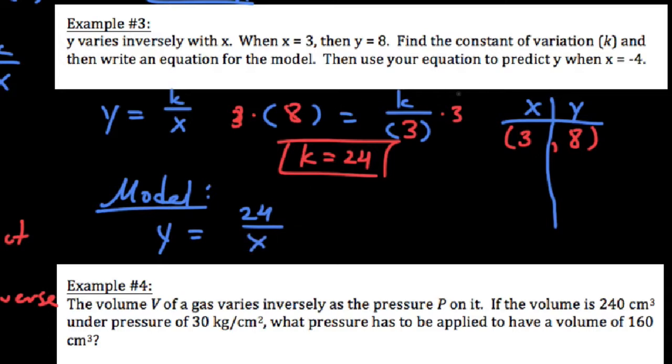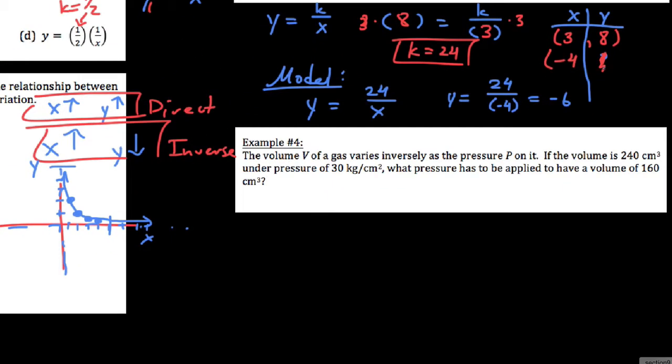What this is going to allow us to do then is use this equation to predict y. We're going to say, what's y equal to if x is equal to negative 4? We can just substitute this in. Y would be 24 divided by x. When x is negative 4, we get negative 6. And we could certainly go graph this.